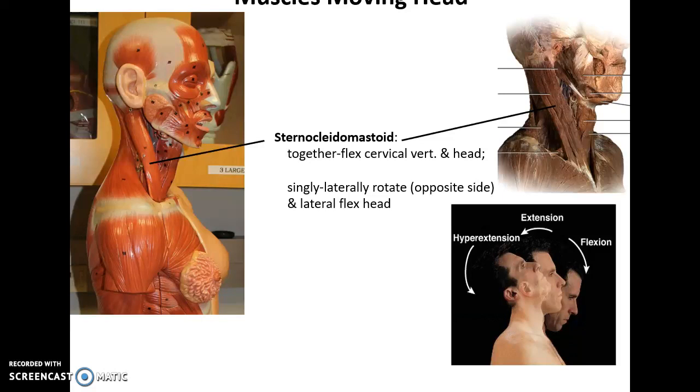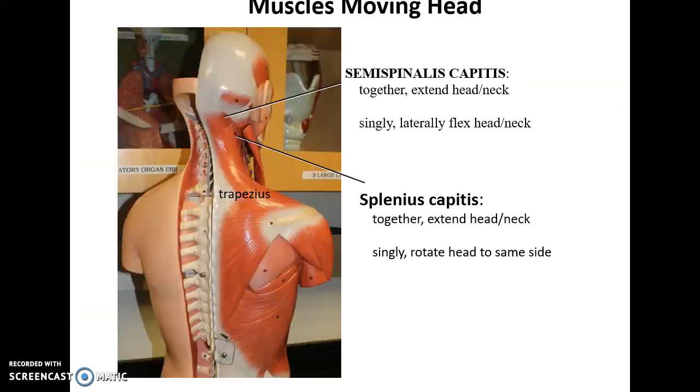Together, working at the same time, they will flex the cervical vertebra and the head, allowing us to look down. And singly by themselves, they'll laterally rotate the head in the opposite direction of that muscle, or help to laterally flex the head, lie the head sort of on the shoulder.